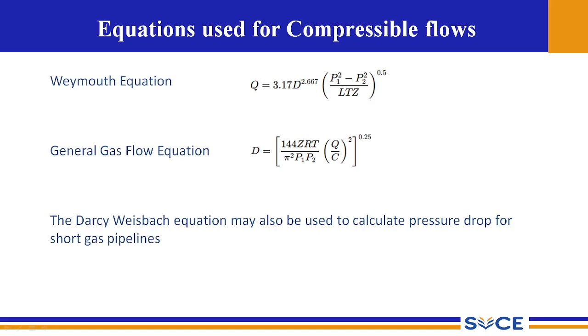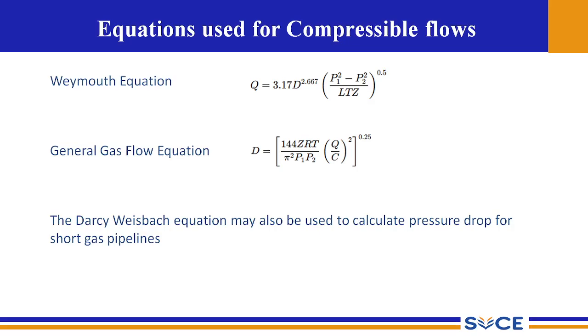This Weymouth equation is applicable for gas pipelines which are transporting the fluid for a long distance. In any general case, we can use the general gas flow equation to determine the inside diameter, if we know the values of the flow rate, the compressibility factor, and the flow coefficient C. P1 and P2 stand for the entering and the exit pressure values. In the general gas flow equation, the inside diameter D of the gas line will be equal to 144 multiplied by the compressibility factor, R, T, divided by pi squared, P1 into P2, multiplied by the flow rate divided by the flow coefficient C squared, whole to the power of 0.25.